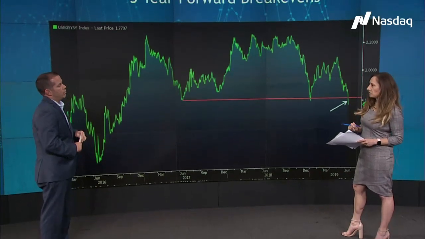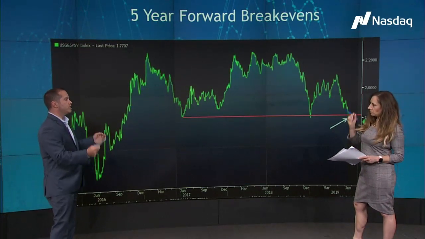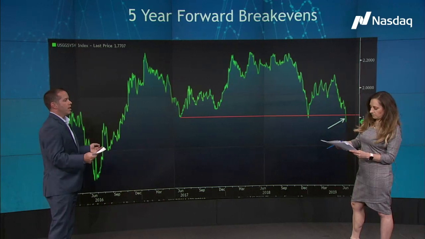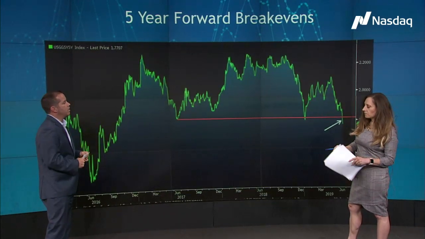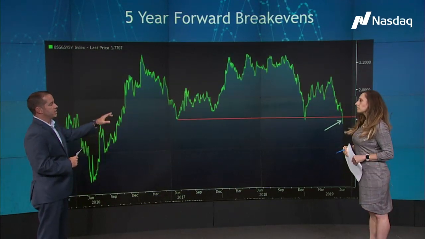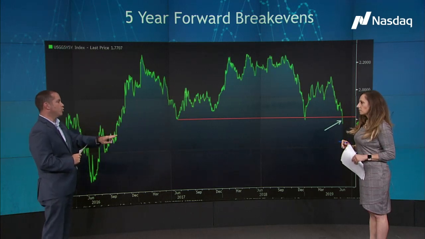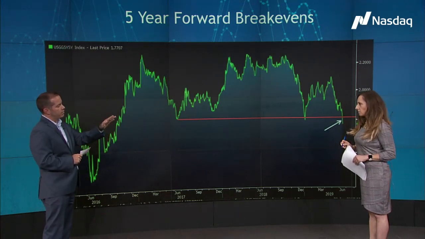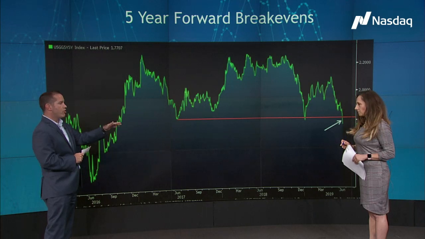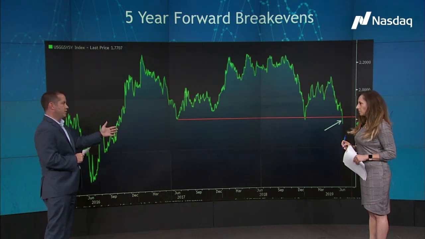Here you're showing us the 5-year forward break-evens. What is the Fed looking at when it sees a chart like this? So a lot of people are asking, why does the Fed need to cut rates in the first place with stocks at or near all-time highs? One of the main reasons is inflation. The Fed has a dual mandate, employment and inflation. On the second mandate, inflation, it's targeting roughly a 2% inflation environment.